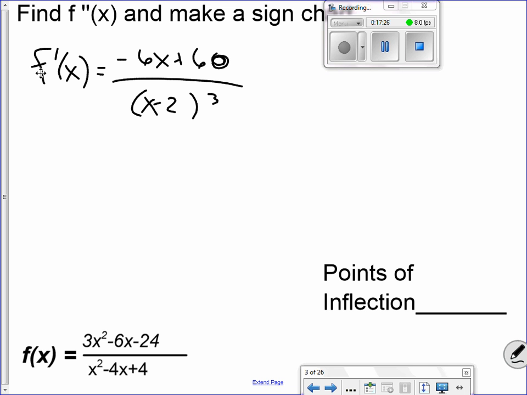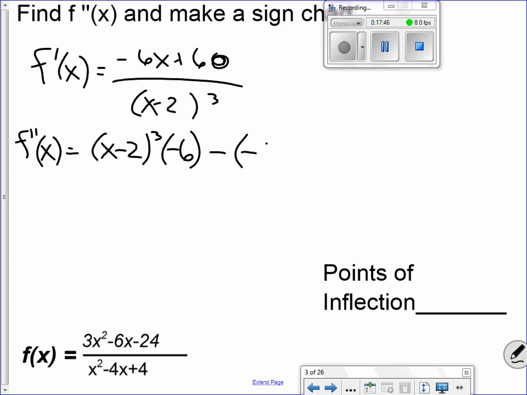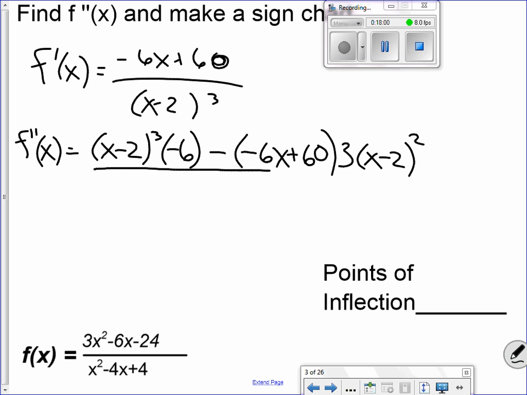All right. So now we're going to use the quotient rule again to get the second derivative. So low, we're starting this out. Second derivative equals x minus 2 cubed. What's the high? Negative 6, less high, negative 6x plus 60, below, 3 times x minus 2 squared, because the derivative inside is just 1, so we don't have to write that. All over x minus 2 to the 6. Good.